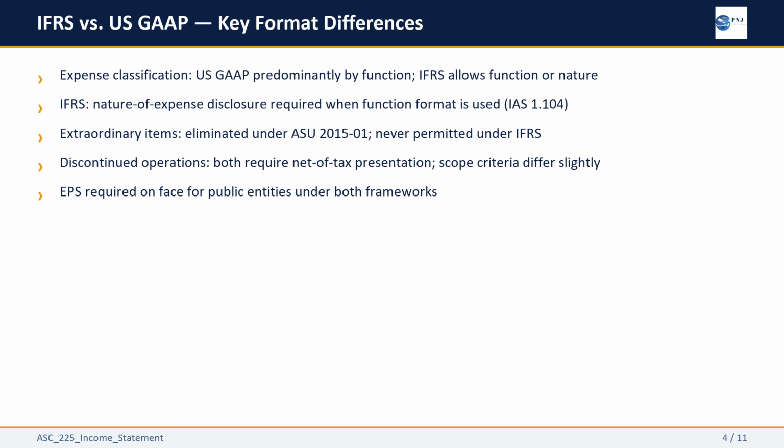On extraordinary items, both frameworks agree they are prohibited. ASU 2015-01 eliminated them from US GAAP in 2015, and IFRS never permitted them. Discontinued operations and EPS rules are broadly similar, but have scope differences worth tracking on conversions.